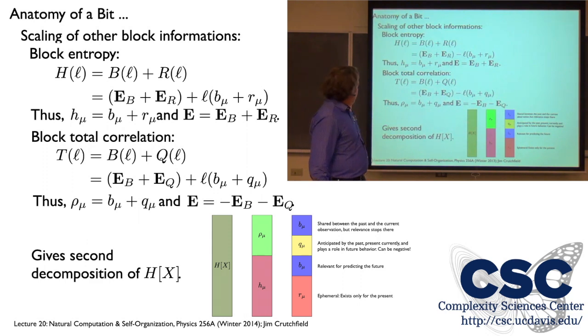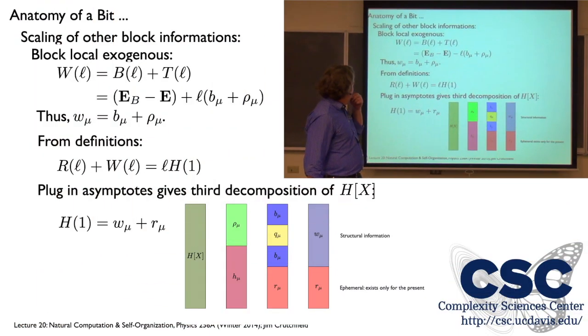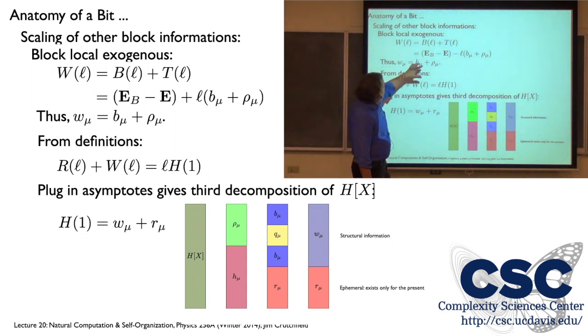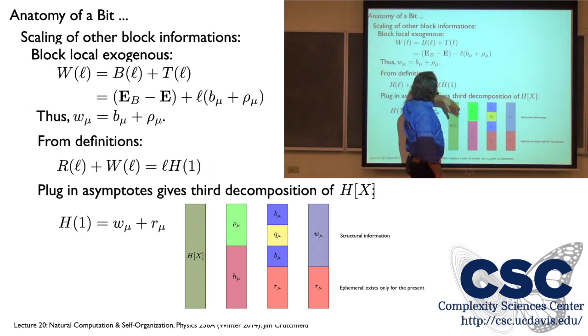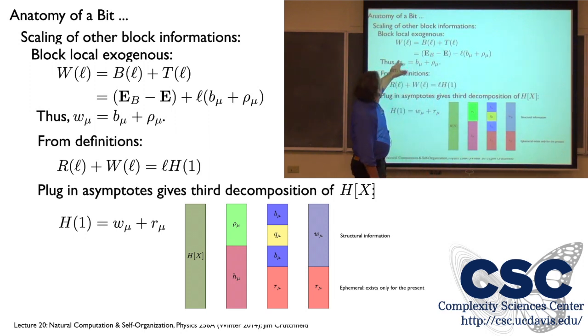Okay, and we had one final quantity. No, the two final ones here, sorry. Right, so we have this local exogenous information, and it happened to be the bound plus the total correlation information. Same exercise here, plugging in the linear asymptotes. We see that there's another quantity that gives the slope of this. That is B mu plus rho mu.